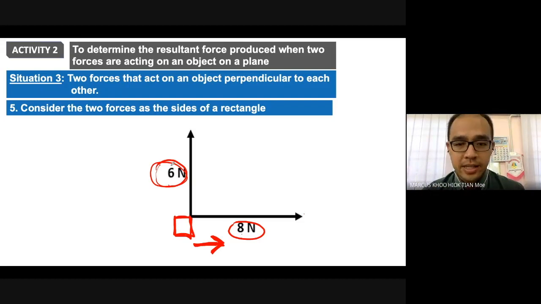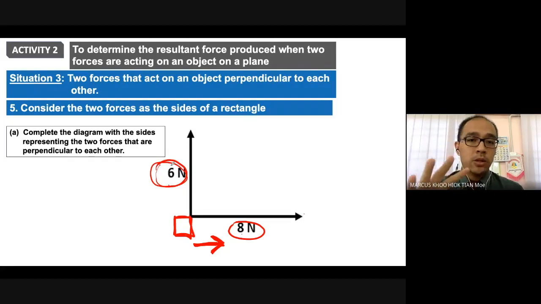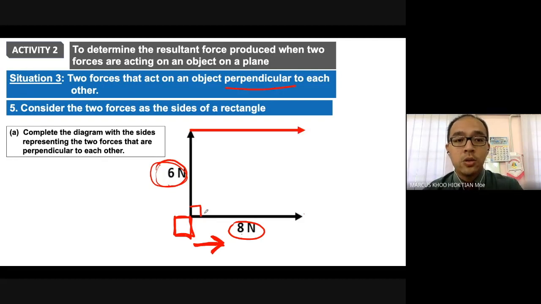Okay, consider this. In actual fact, what actually happens is that we need to do something else on top of this. So if the two forces are acting perpendicular to one another, if it is 90 degrees, there is an extra step that we need to do here. The first thing you need to do is draw a proper rectangle. Okay, draw a proper rectangle.